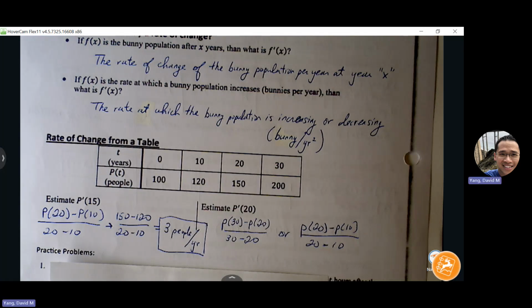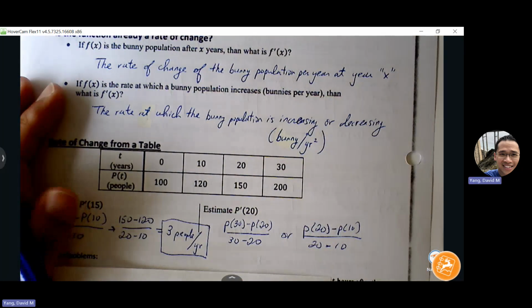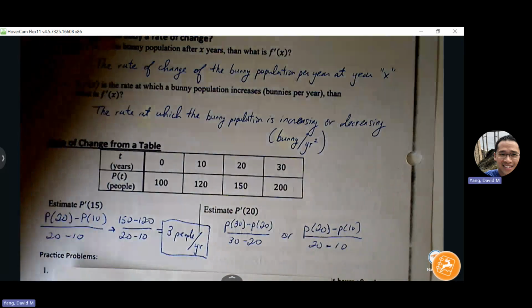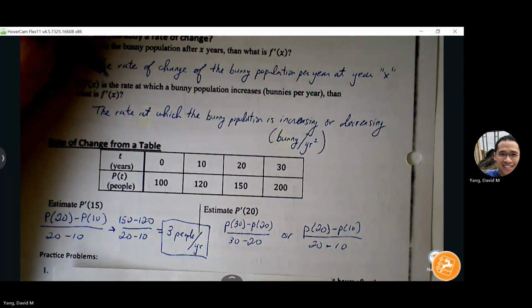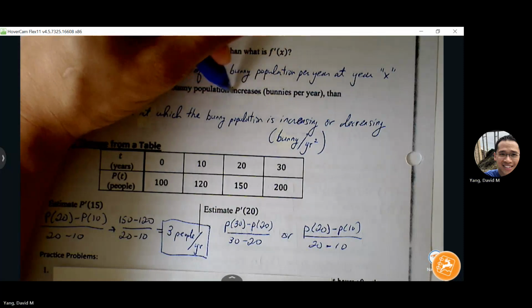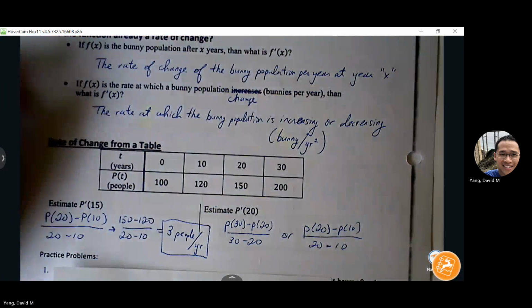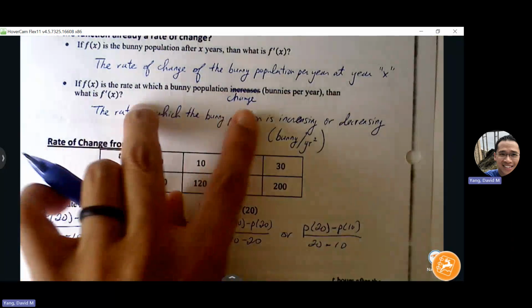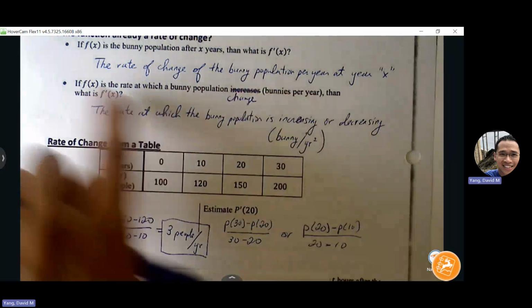The fact that it's a rate increasing kind of makes it sound like a second derivative, right? It's more like f of x is the rate of change of the bunny population. I think this wording does make it confusing, but they did clarify that we're talking about bunnies per year for f of x.